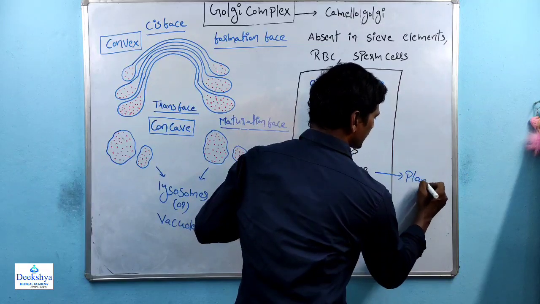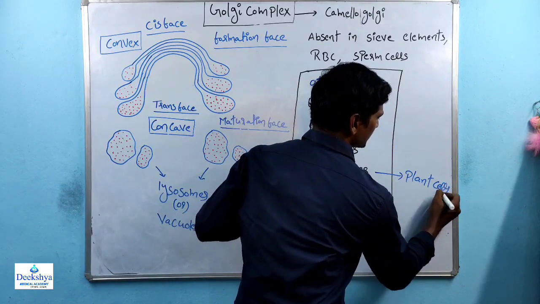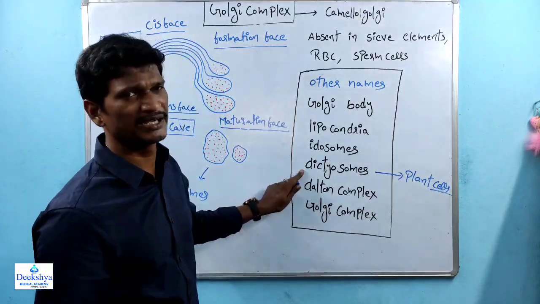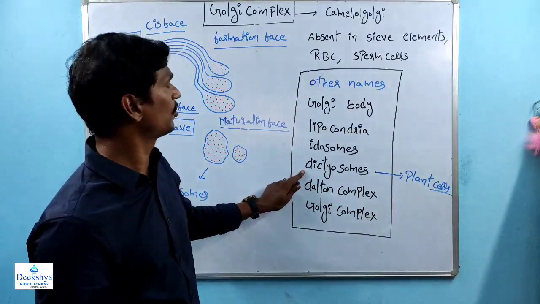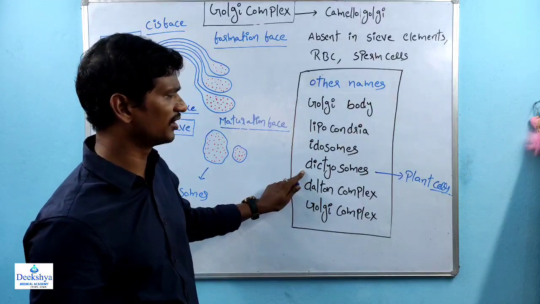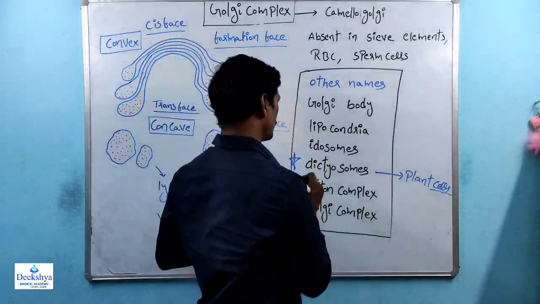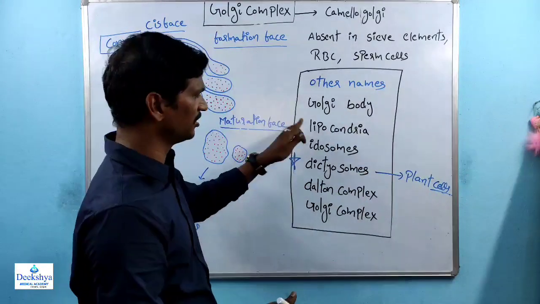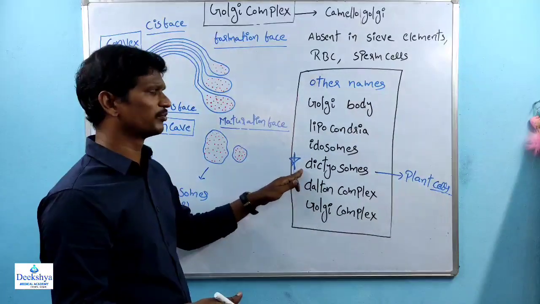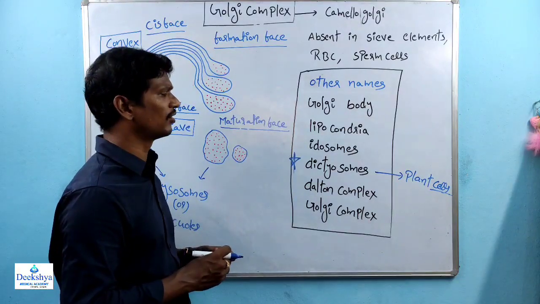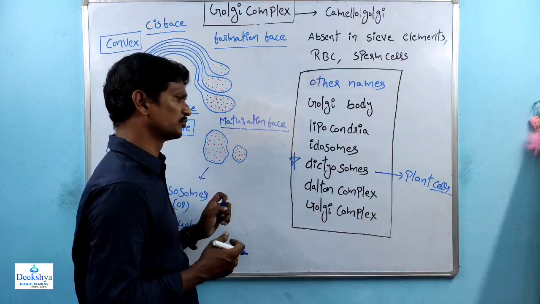Remember, plant cells contain Golgi bodies, and the Golgi bodies or Golgi complexes in plant cells are called dictyosomes. This is very important from the NEET point of view. All of these are important, but among them dictyosomes are the most important.